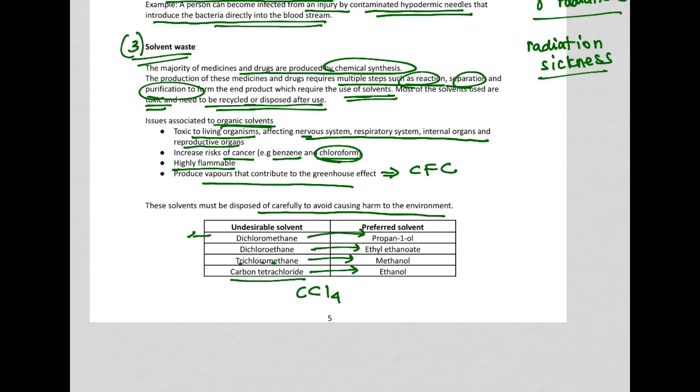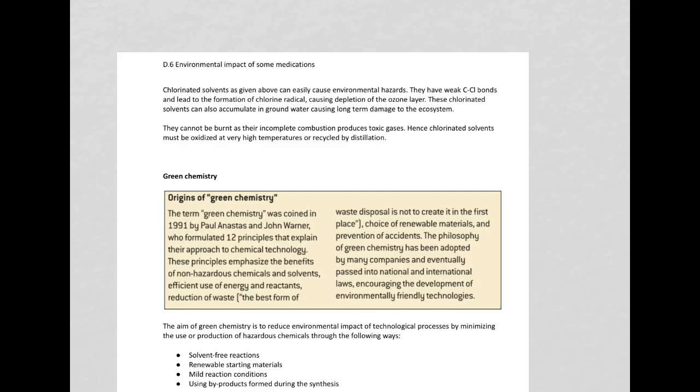So these are chlorinated solvents. If you look at these solvents, this is CH2Cl2, this is C2H4Cl2, trichloromethane, so there's 3 chlorine, and this one is 4 chlorine. So these are chlorinated solvents, and these cause environmental damage. They have weak C-Cl bonds that can lead to the formation of chlorine radicals.